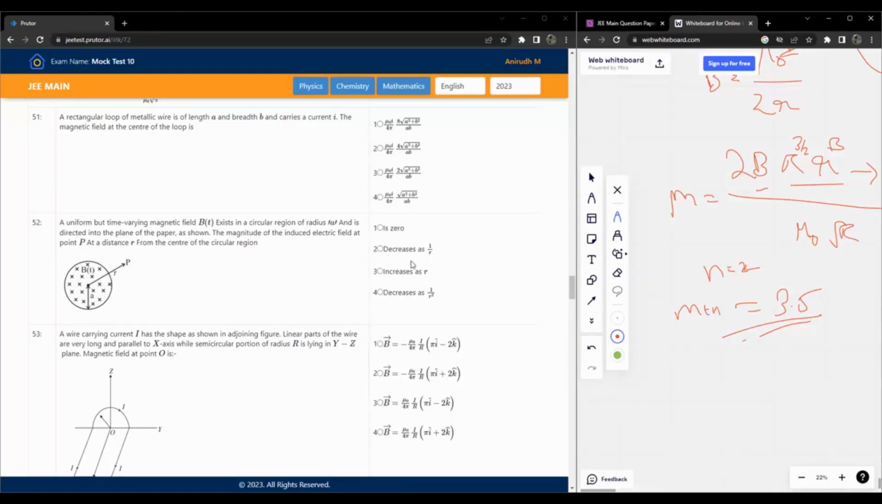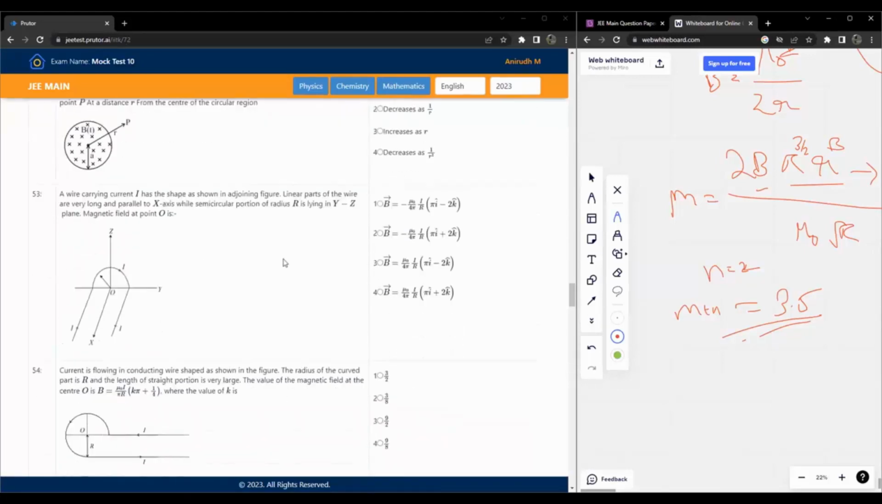So this drops off as 1 by R. So option 2 is correct, decreases as 1 by R. At R equals A, you will have A by 2 dB by dt. But beyond A, this is going to be something that decreases as 1 by R because it's not going to be dependent on the magnetic field.